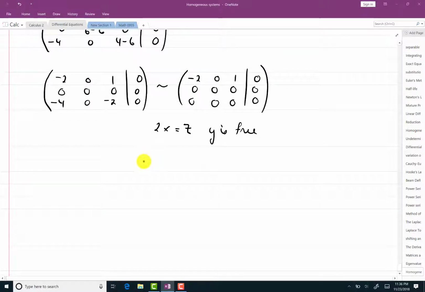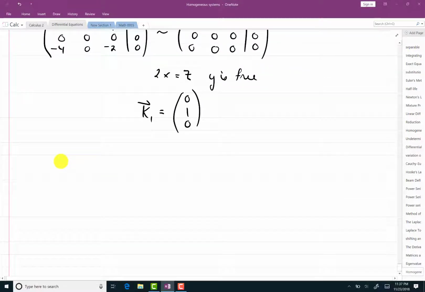When I set up my vector like this, it's almost always easiest to allow this thing to equal 1. And then here, you could allow z to equal 1 and you would get 2 for x and z would be 1. But even easier than that, since by putting this here I don't have a 0 vector, I could allow z to be 0, which forces x to be 0. That's a very simple eigenvector, and that was attached to the eigenvalue of 6. So one of my answers looks like this: 0, 1, 0, e to the 6t.